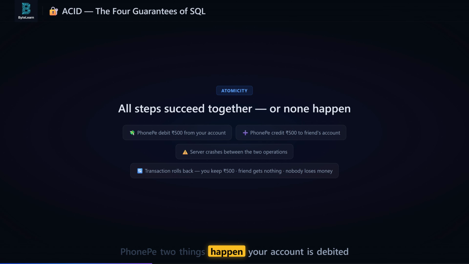Isolation means concurrent transactions are invisible to each other until they commit. During IRCTC Tatkal at 10 am, lakhs of people are booking simultaneously. Isolation ensures two users never see the same seat as available at the same moment. Each transaction sees a consistent snapshot of the database. This prevents dirty reads, where you read data that another transaction is still modifying and might roll back.